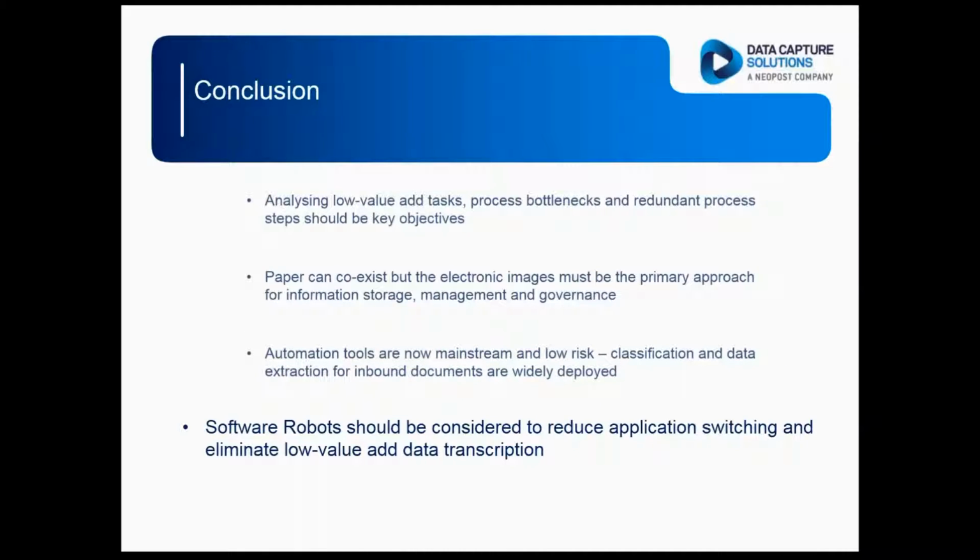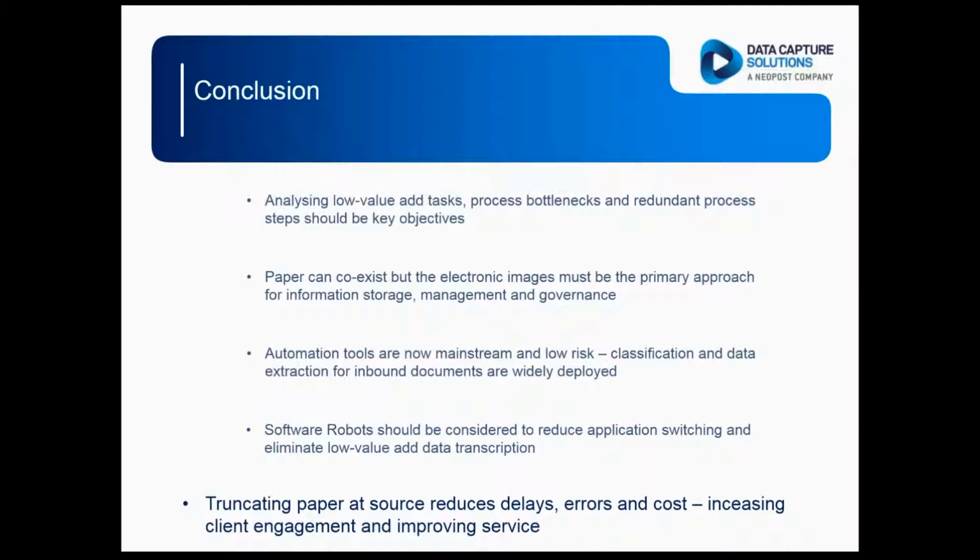Then I discussed at one point software robots. This avoids application switching and this whole tedious staging of a request on a website. We're able to shield fee earners and their teams from the web where necessary and automate not only retrieval of information but updating of information so that it's a behind the scenes activity. And then finally, we mustn't forget truncating paper at source to reduce errors, delays and costs. And this can improve customer engagement and service through involvement.